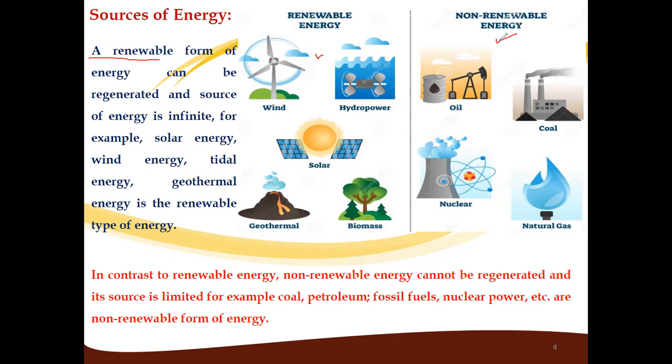A renewable form of energy can be regenerated, and the source of this energy is infinite. For example, what are the different forms of renewable energy sources? It may be solar energy, wind energy, tidal energy, or geothermal energy. Like here is solar, geothermal, tidal, wind, and biomass. These are the different forms of renewable source of energy.